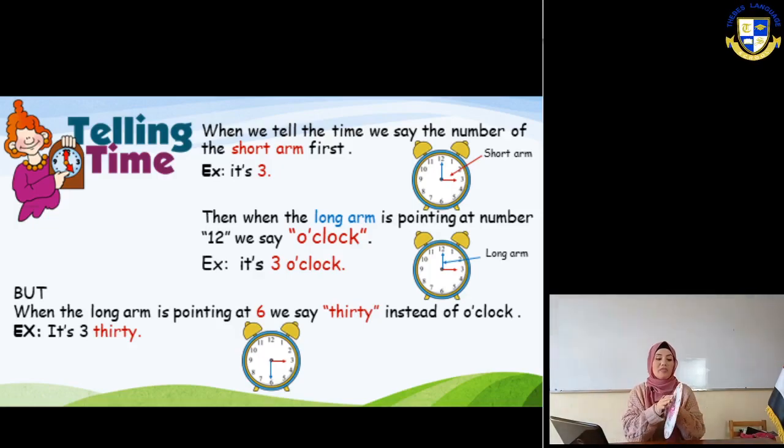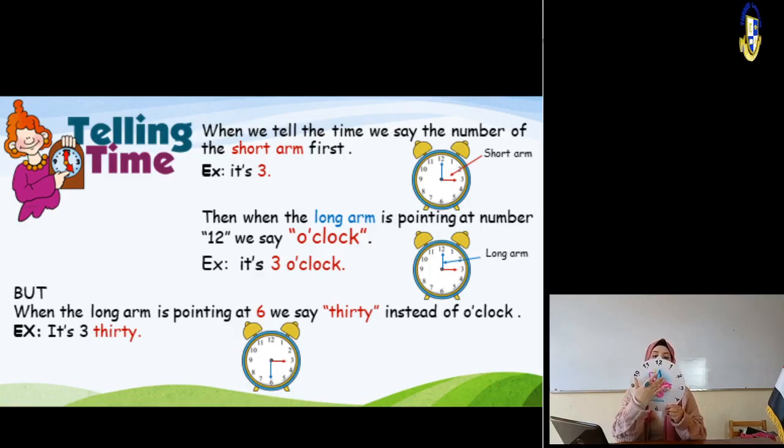What about when the long arm is not at 12? It's at 6. Sometimes the long arm points to 6. I say what? 30. 3 and 0. 30 minutes. It's 3:30. Can you see here? It's 3 o'clock. But like this, it's 3:30.